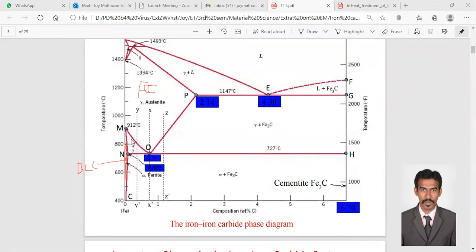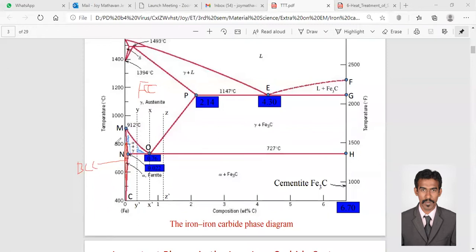Now again, this region, I'm talking about this region. I will shade it, right? So this region I am talking about now. It is mentioned as, you see, alpha plus gamma, right? So what's happening here is this particular region is alpha, that is BCC Fe structure. This region is gamma, that is FCC structure, right?